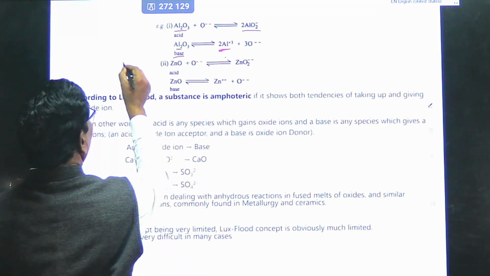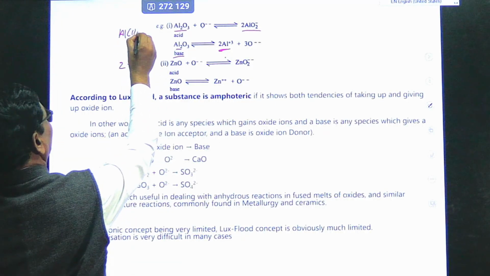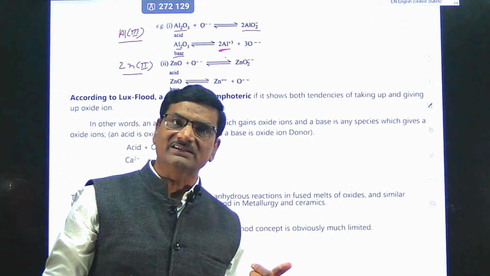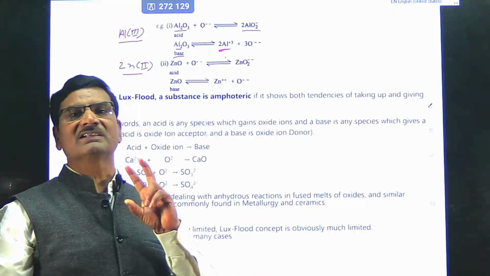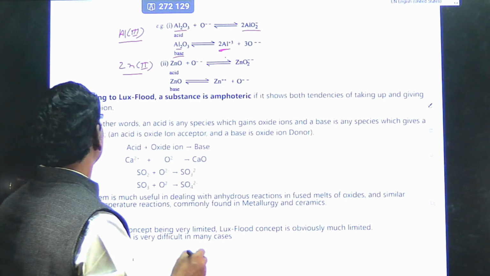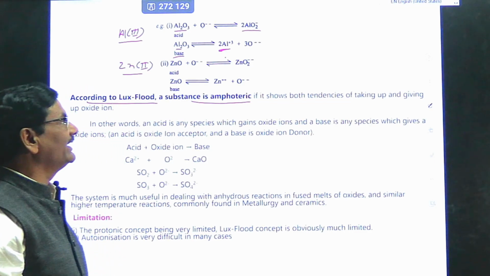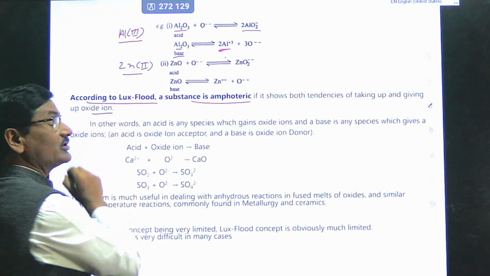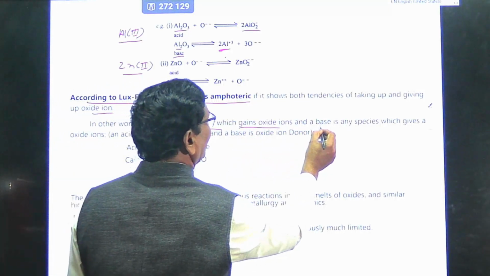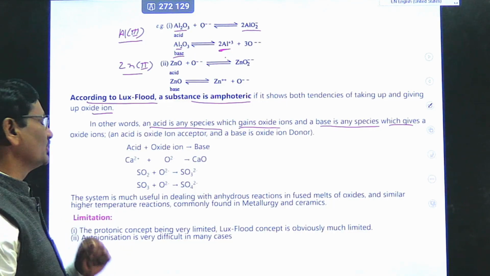Similarly, Zn plus 2 has valency 2 and aluminum has valency 3. Al plus 3 as well as Zn plus 2 act as acid as well as base in different reactions, and that's why both metals are amphoteric in nature. That can be explained on the basis of the Lux-Flood concept. According to the Lux-Flood concept, a substance is amphoteric if it shows both the tendency of taking up and giving up the oxide ion. Most important point: an acid is a species which gains oxide ion and a base is a species which gives the oxide ion.